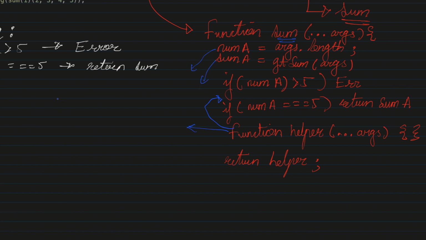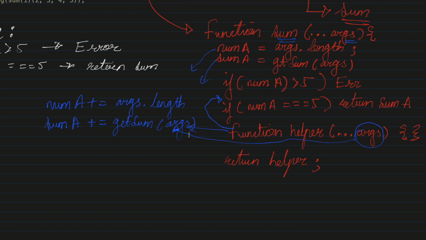So what is the first thing that we need to do? We have to add numA plus equals args dot length, and this arguments is not the outer one, it is the helper function's arguments, because we are writing the helper function's implementation here. Okay, now again we will calculate the sum. sumA will be equal to getSum, and this will also receive args, and it will give us the sum. Okay, this much is fine.